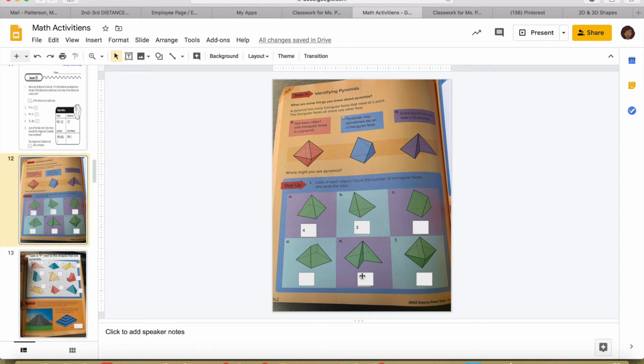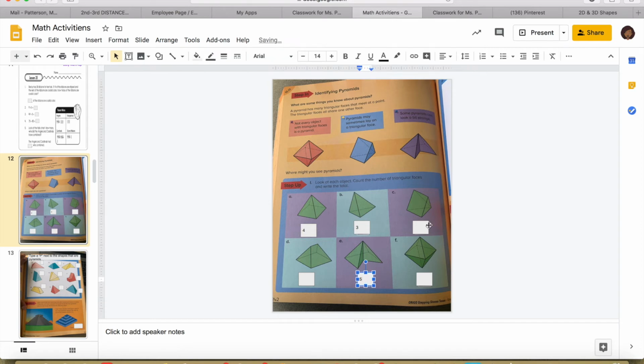So now I have to count how many I see. I see 1, 2, 3, 4, 5. Now I see 5 triangular faces. Now I think there's more than 5 faces, but I only saw 5 triangular faces. It looks like it's the same one up here. 1, 2, 3, 4. Yeah, some of these you can look at again and, I think it's 5. Yes, I'm going to go with 5.